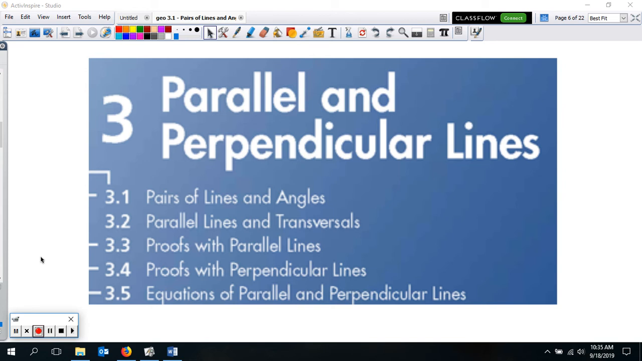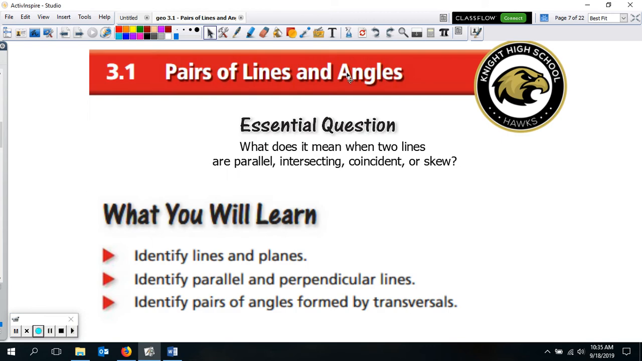Hi everyone, welcome to Chapter 3 in Big Ideas Geometry. We're looking at parallel and perpendicular lines in this chapter. There's 5 sections, so we're going to look at our first section today, 3.1, which is talking about pairs of lines and angles. So pairs of lines and angles: we're identifying lines and planes, identifying parallel and perpendicular lines, and also identifying pairs of angles formed by what's called transversals.